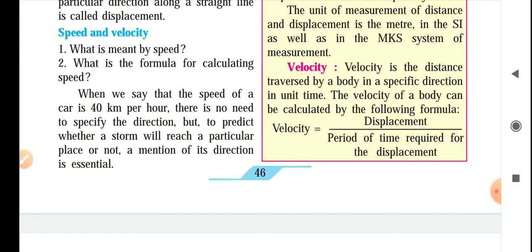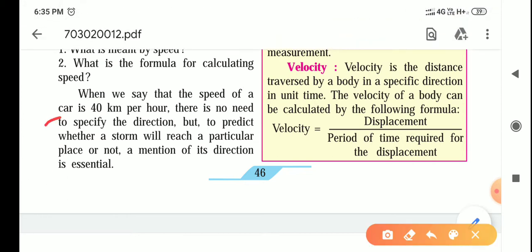When we say that the speed of a car is 40 km per hour, there is no need to specify the direction. We understand that the car is moving with a speed of 40 km per hour. But while predicting a weather storm, whether it will reach a particular place or not, we need to mention the direction. So in the case of a weather storm, we need to know the direction as well.